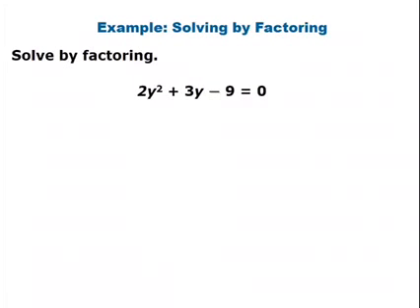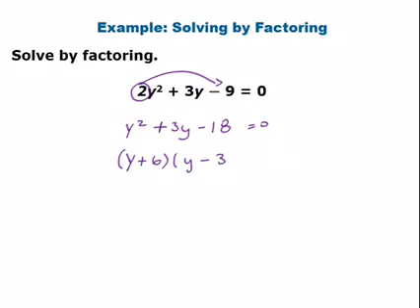This time we're going to try something a little more difficult. We have a leading coefficient out in front that's something other than 1. In this case, it's 2. We've got the quadratic 2y squared plus 3y minus 9. So we're going to factor this using slide divide factoring, and then we'll solve using the zero product property. So I'm going to slide the 2 back. So I've got y squared plus 3y minus 18 equals 0. Now I want to factor y squared plus 3y minus 18. I'm looking for the factors of negative 18 that add up to be a positive 3. Well, that's going to be a positive 6 and a negative 3. So I've got y plus 6 and y minus 3.